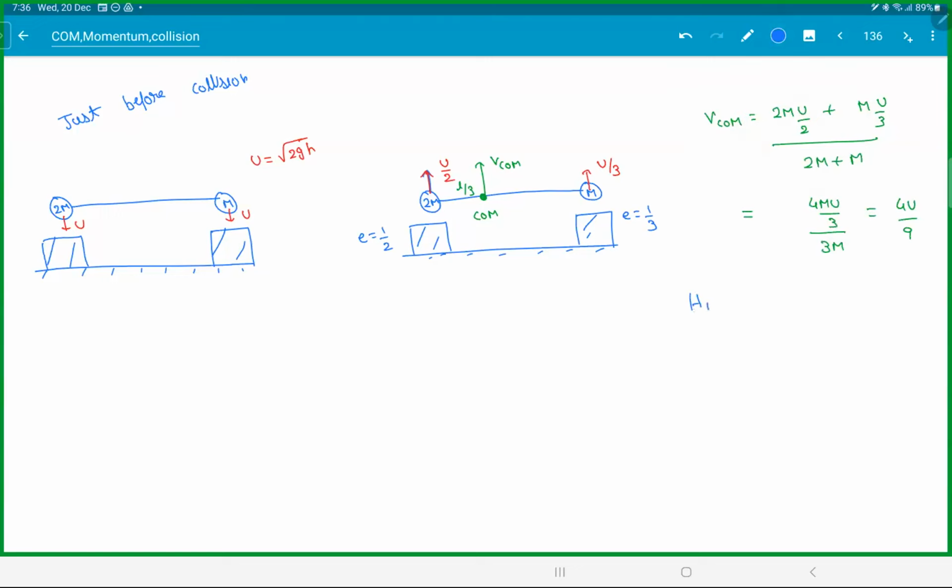Then you're done now. H max is what? V center of mass square by 2g. That would be 16u square by 2g into 81. 8u square by 81g. And u is root 2gh. 16h by 81. Who got this? Lakshika, you got it. Utsa, you got it. Others goofed up. Check it out. Check where the calculation went wrong.